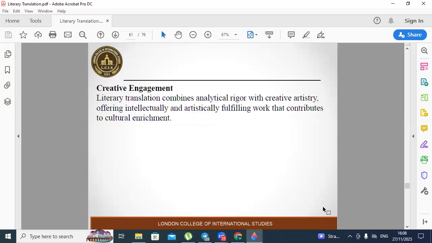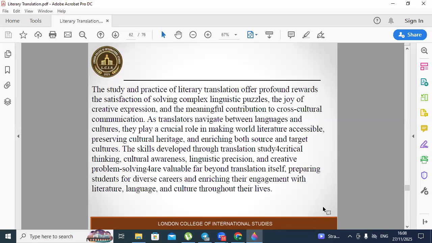Now let's move to creative engagement. Literary translation combines analytical rigor with creative artistry, offering intellectually and artistically fulfilling work that contributes to cultural enrichment. This combination of analysis and creativity makes translation appealing to people who do not want to choose between intellectual and artistic work.